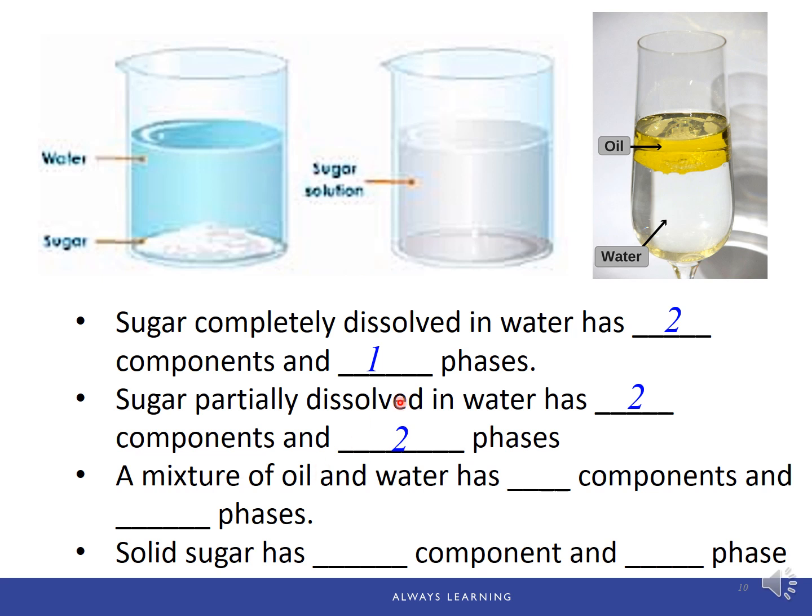Next, a mixture of oil and water has oil and water as the two components, and the number of phases is just one. No, not one phase. It should be two phases, two liquid phases. Again, the definition of phase is chemically and physically distinctive. So they are chemically distinctive and also physically different as well. So two phases. Solid sugar has one component and one phase.